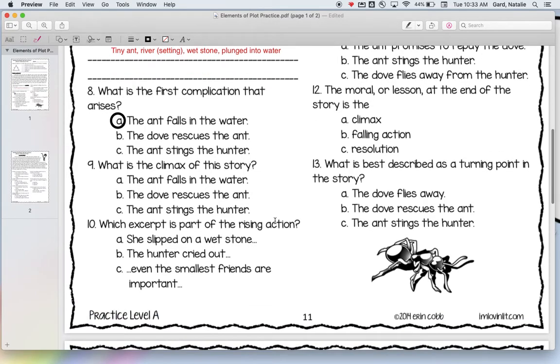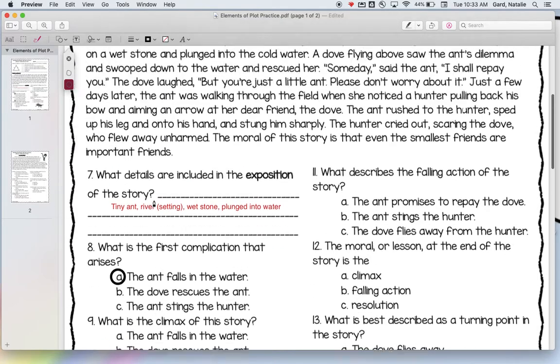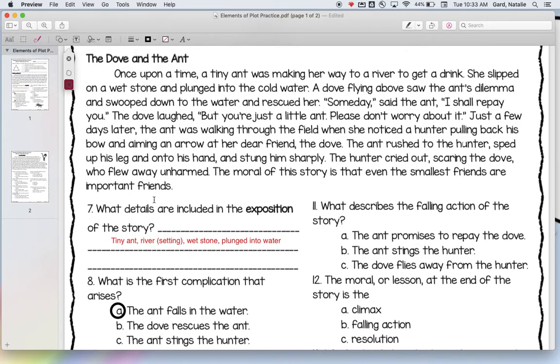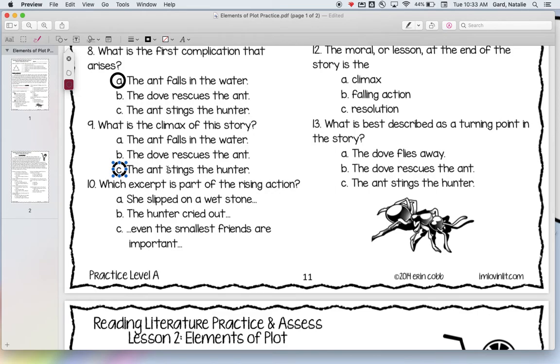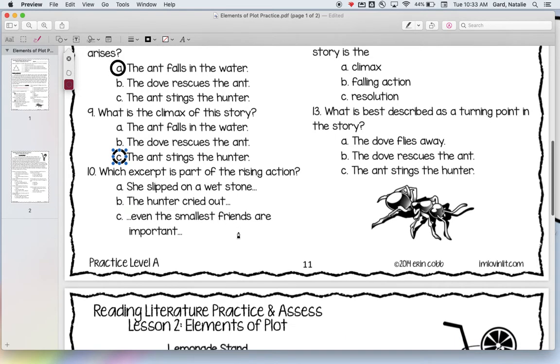Let's look at number 9. What is the climax of the story? Remembering that the climax is the biggest part, the turning point, where things get really, really interesting. It's the most exciting part of the story. What is the climax of the story? Yeah, it's C. The ant stings the hunter. She's trying to save her friend. Let's look back in the story. Yeah, her dear friend. So the ant stings the hunter. That's going to be the climax part of the story.